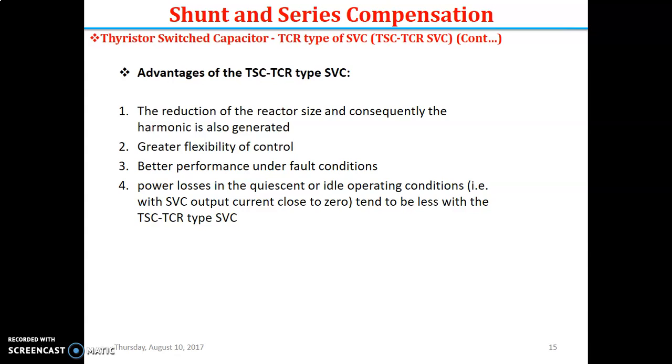And the last advantage is low power losses in the quiescent or idle operating conditions. That is, when the SVC output current is close to 0, the power losses tend to be less with this TSC-TCR type of SVC than the normal one. When our TSC branches are in the idle condition, they do not consume any current or power, and consequently our loss will be minimized. So in this type of SVC, we will get very low power loss in the idle operating conditions.